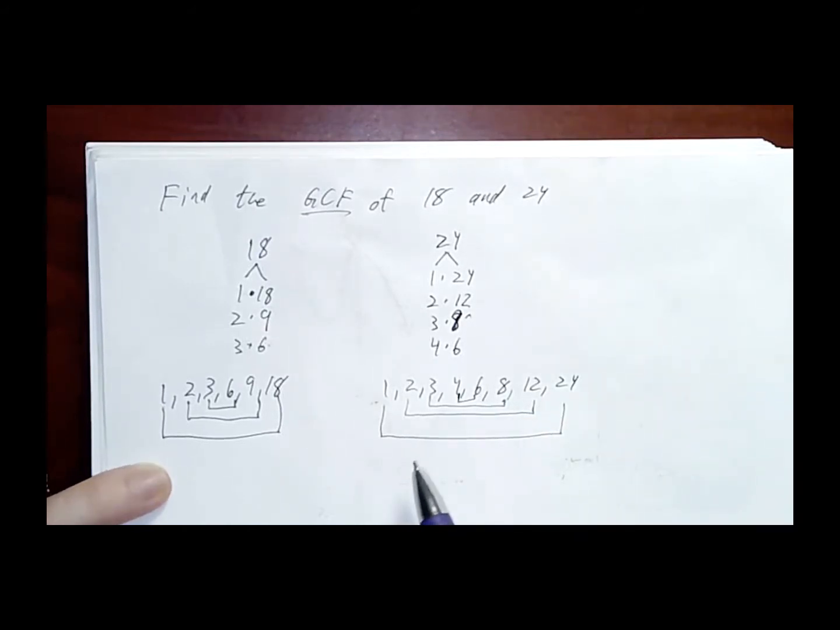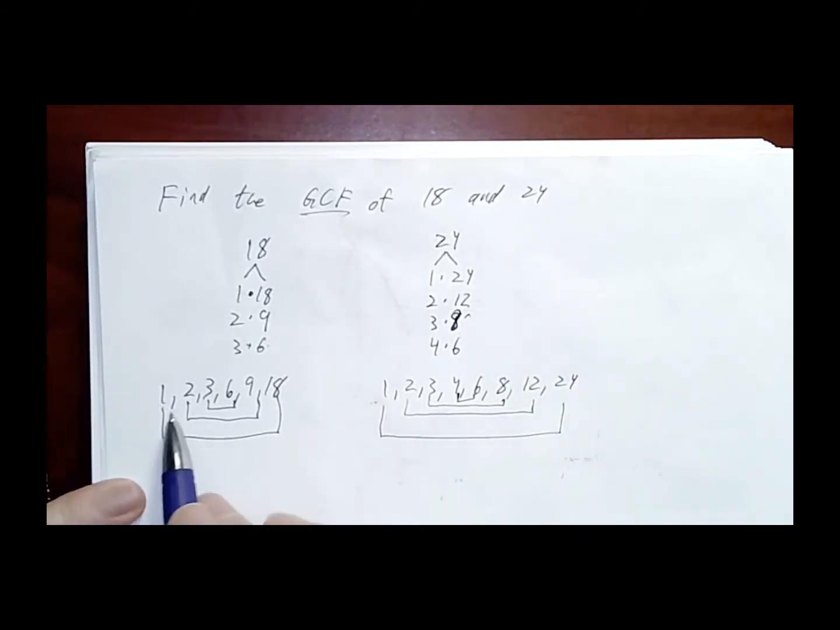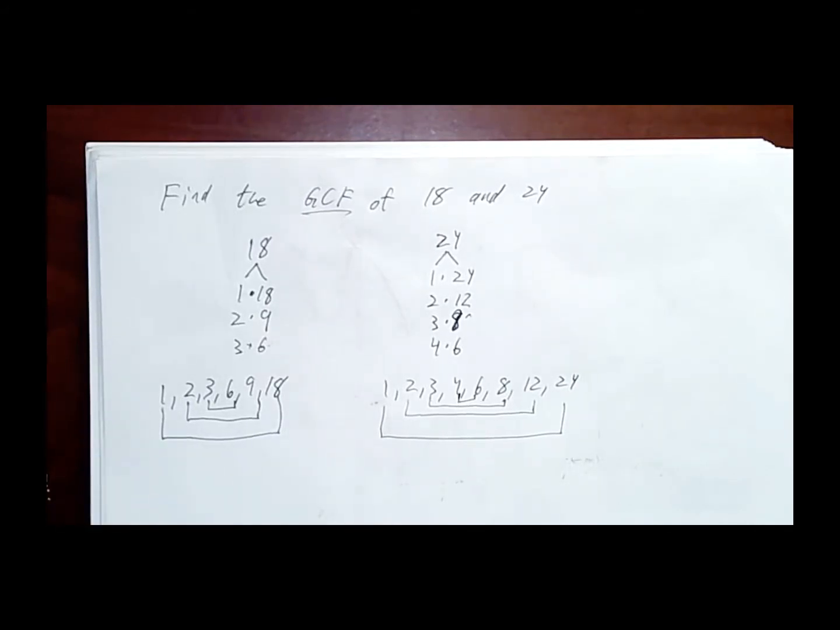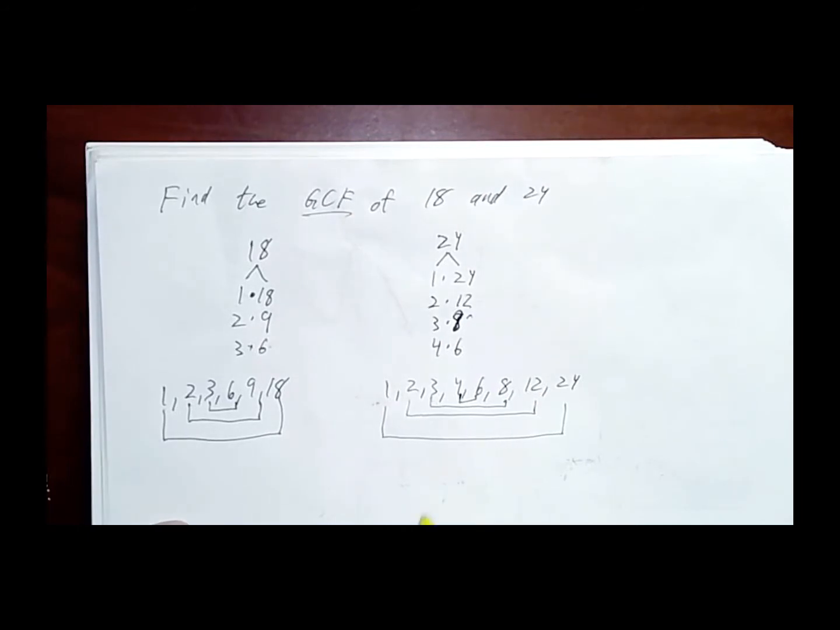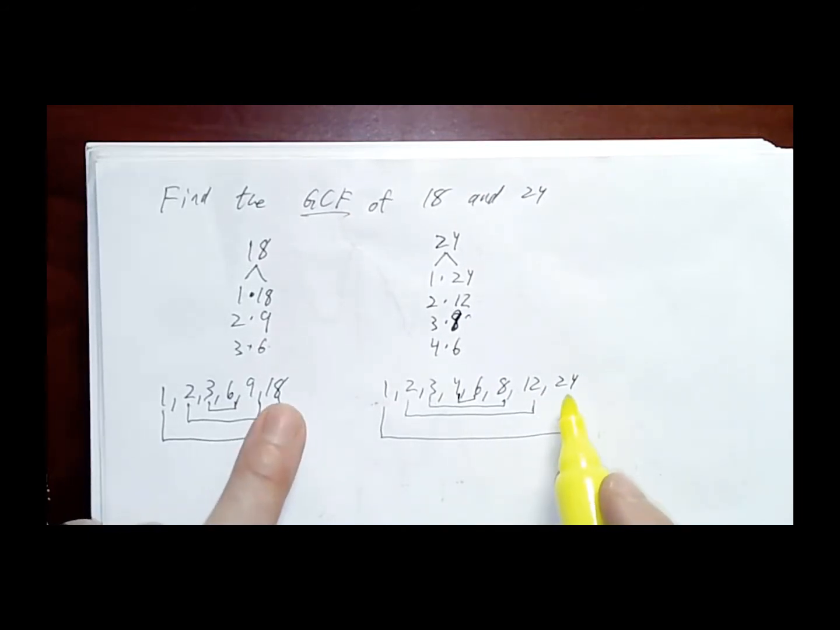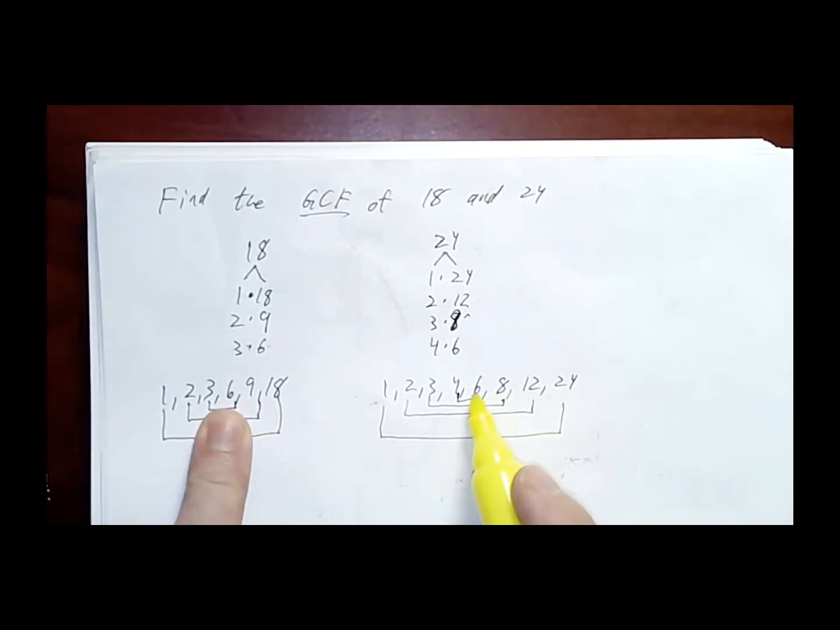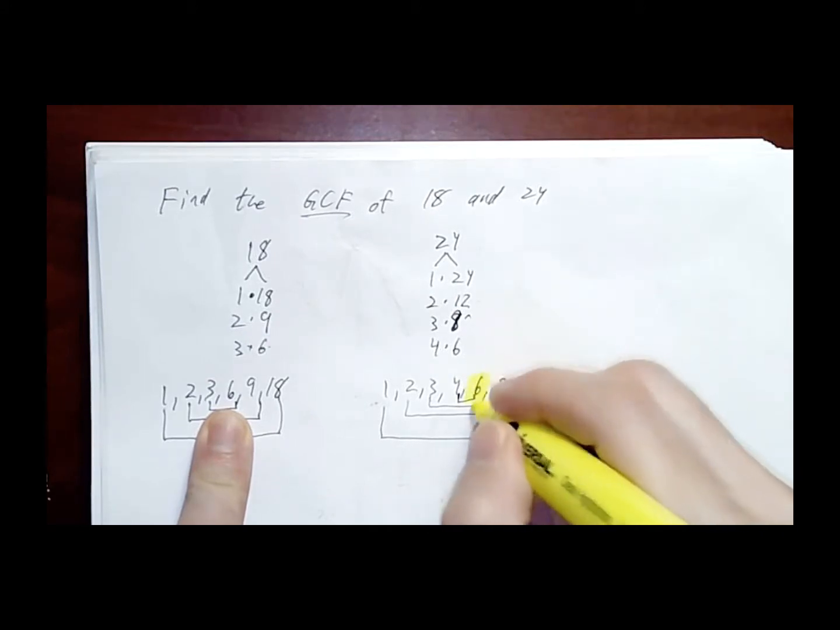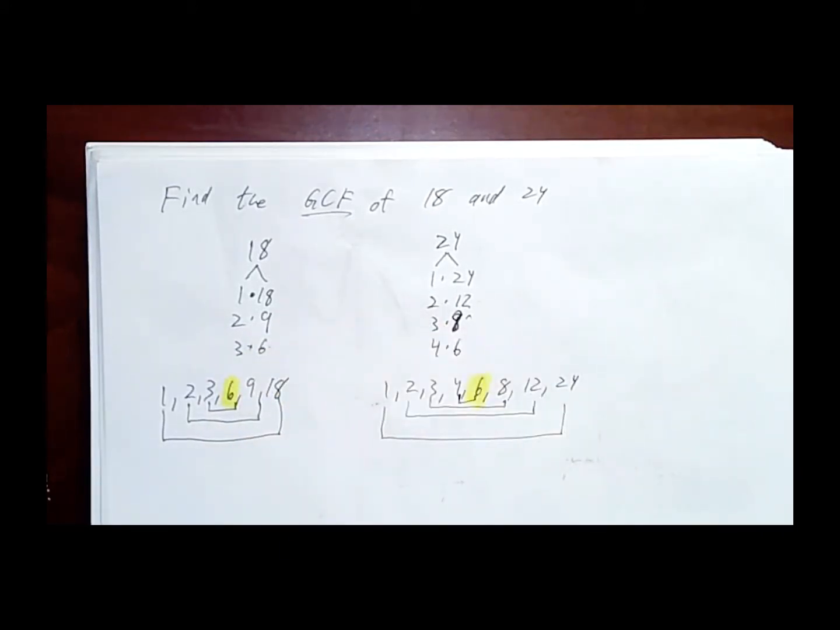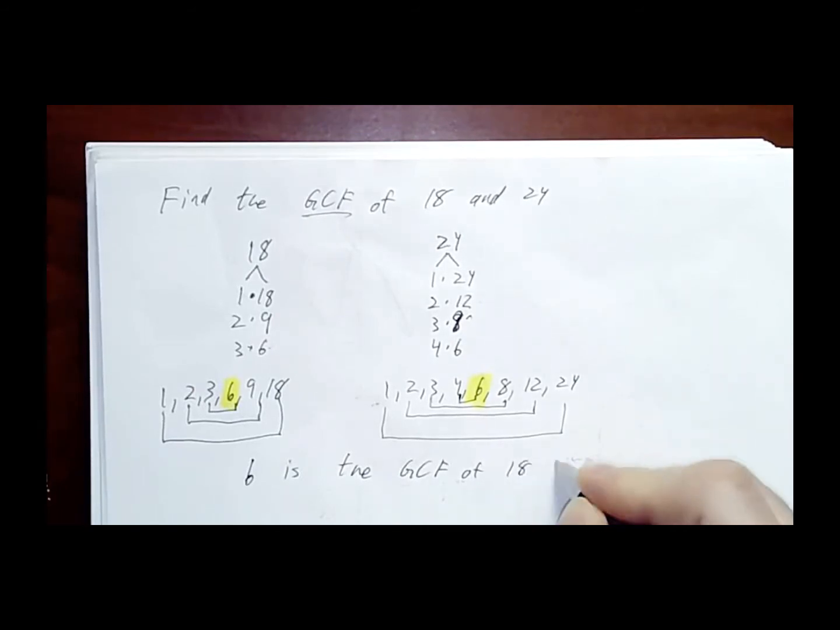So what we have here is all the factors of 24 and all the factors of 18. And the question is, which of these factors is the largest common factor? Moving from the left to the right, 18 and 24 don't match up, 12 and 9 don't match up, 8 and 9 don't match up, but they both have 6. So I'm going to highlight 6 because 6 is the GCF, the greatest common factor of these two integers. So 6 is the GCF of 18 and 24.